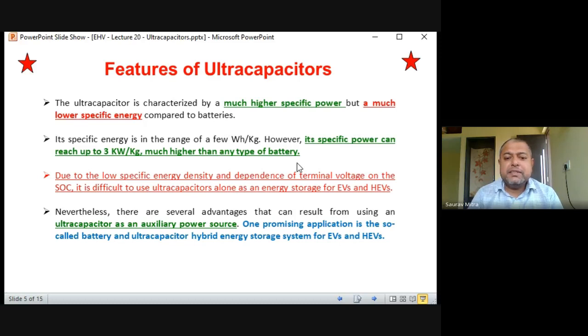Nevertheless, there are several advantages that can result from using ultracapacitor as an auxiliary power source. Just see, that is not the main power source, but it's an auxiliary power source. One promising application is the so-called battery and ultracapacitor hybrid energy storage system for EV and HEV. Already we have explained this, that during normal running condition we are going to use the high specific energy battery, and in the peak period we are going to take the power from an auxiliary source like ultracapacitor, which has its specific power in the range of 3 kilowatt per kg. These are the small things we should understand.